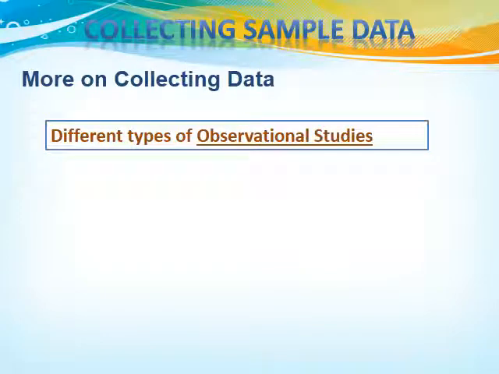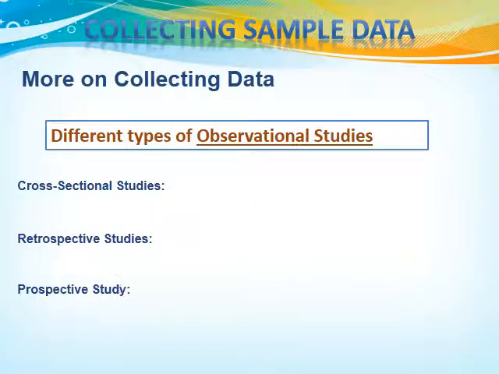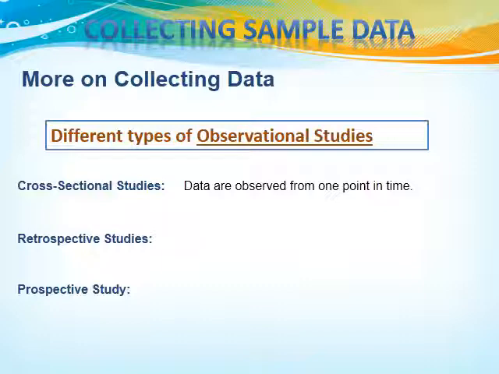So just looking at observational studies for a second and not experiments, we have a few different common types: cross-sectional studies, retrospective studies, and prospective studies. Cross-sectional studies look at data observed at one point in time, and generally speaking, that's right now. So if I wanted to know how many students at Sierra College have cell phones, I would conduct the study on the population at Sierra College right now.